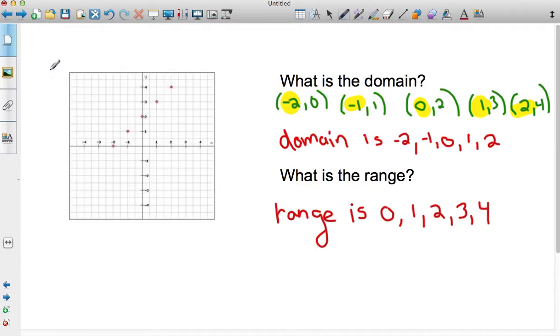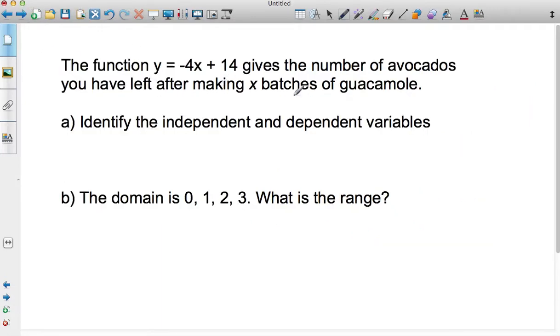Let's take a look at one more example here. This time, you have the function y equals -4x plus 14, and that gives you the number of avocados you have left after making x batches of guacamole. Yummy. Okay, our first question wants to know the independent and dependent variables.